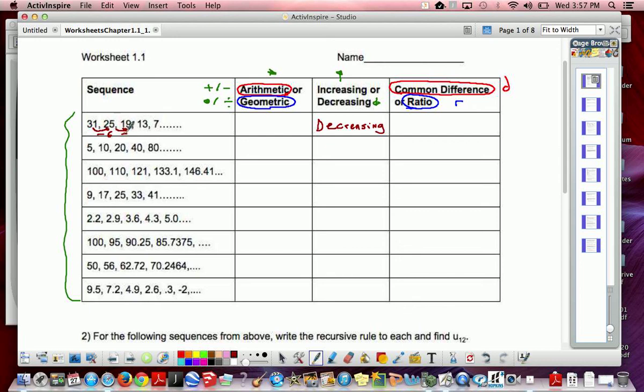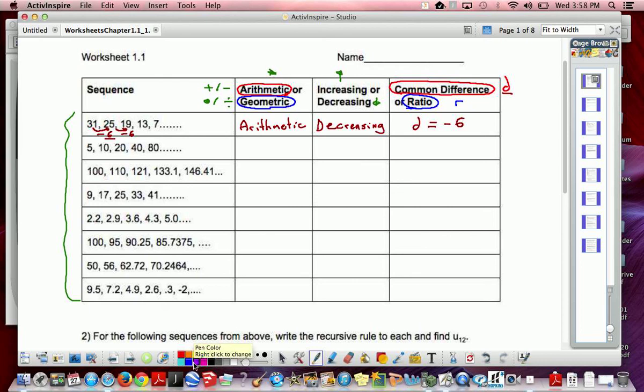Do I get the same, when I subtract 6 from 25, do I get 19? Sure enough, I do. So I know that this one is arithmetic. Now that I know that it's arithmetic, I'm dealing with a common difference. So it's going to be D equals, and the common difference is what I added or subtracted to get that next value. In this case, it was a minus 6.